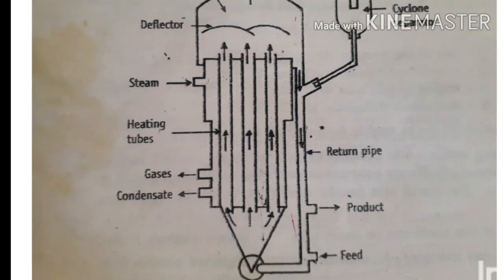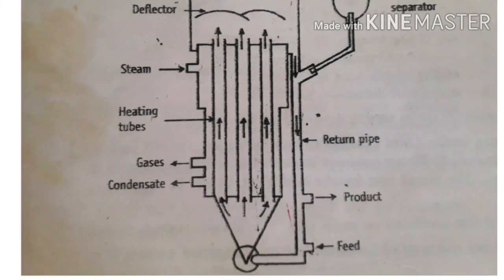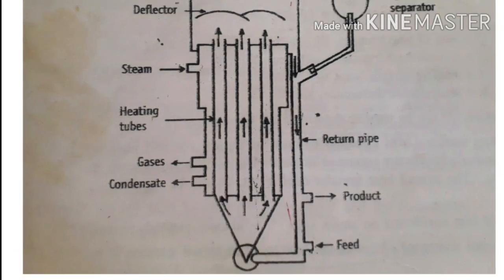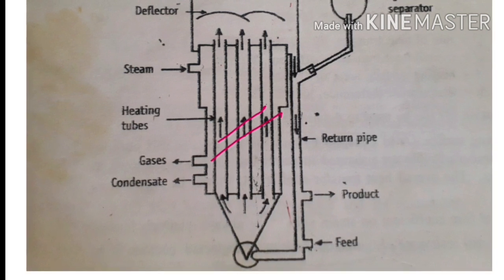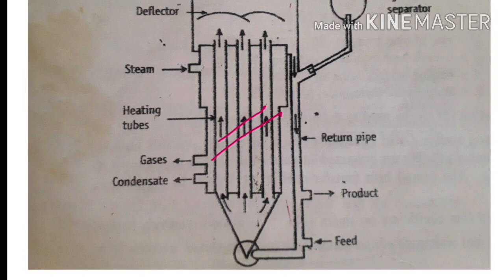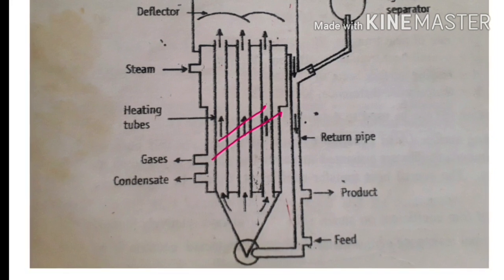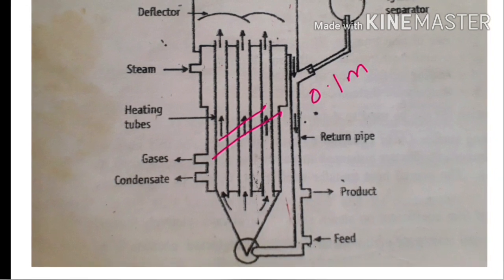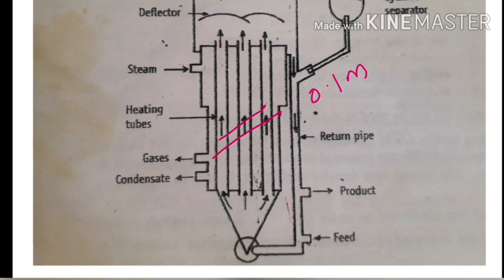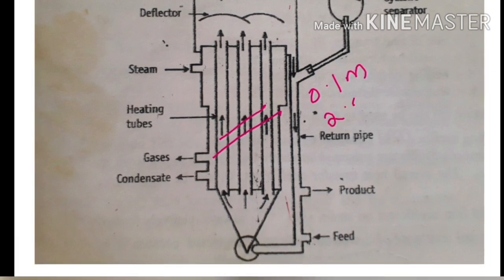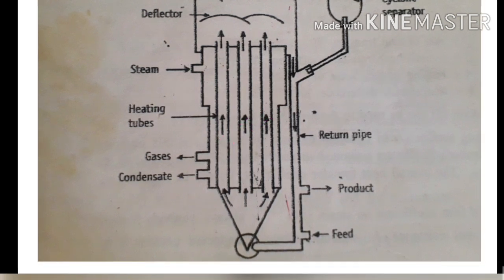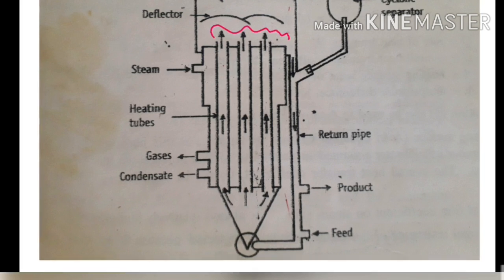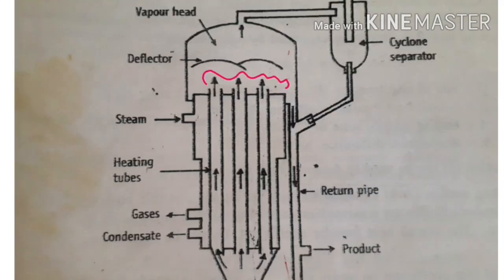Move on to the construction part. This apparatus consists of steam jacketed tubes. Actually, the steam jacketed tubes are held between two tube sheets. Each tube has 0.1 meter inside diameter and about 2.5 meter length. These steam jacketed tubes are projected into the vapor head. This vapor head is also known as flash chamber.